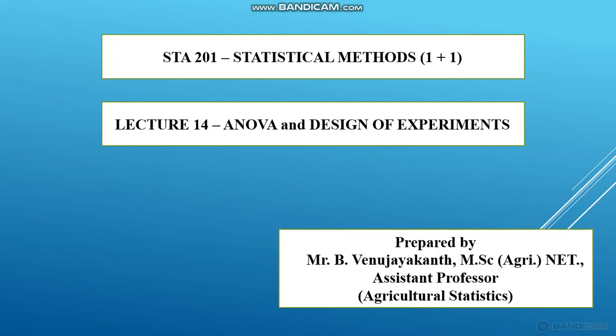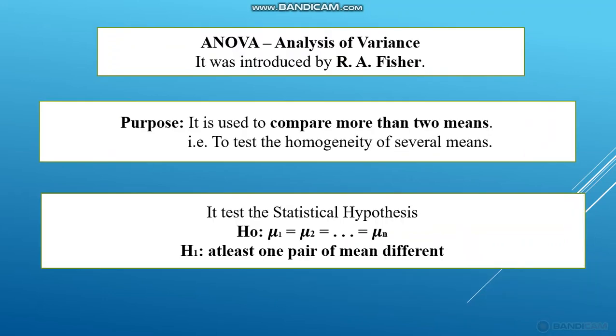The topic we are going to see is ANOVA and design of experiments. What is ANOVA? ANOVA means analysis of variance. It was introduced by R.A. Fisher. What is the purpose of ANOVA? It is used to compare more than two means.